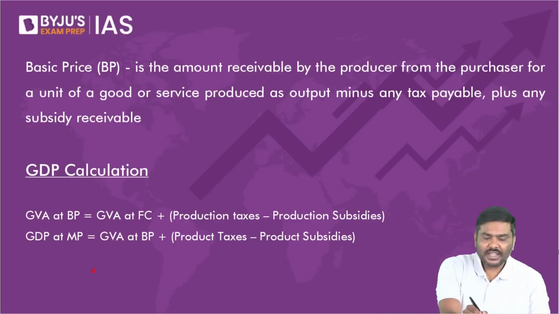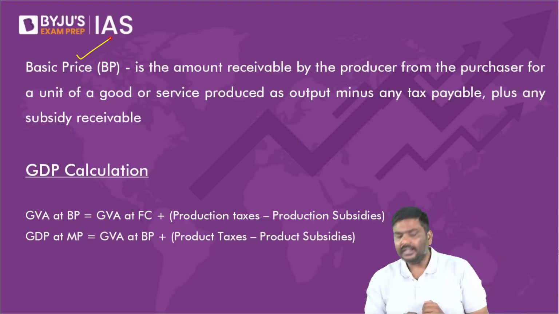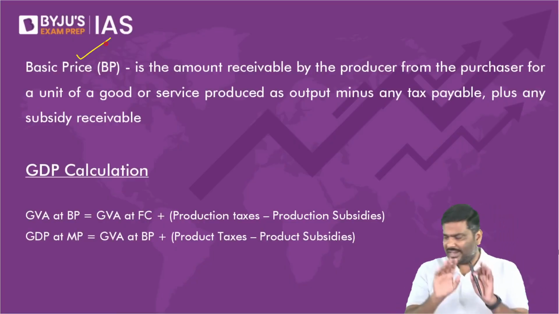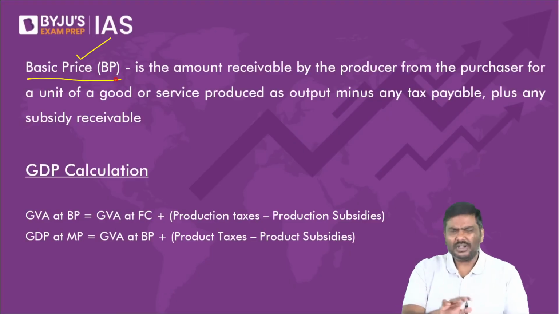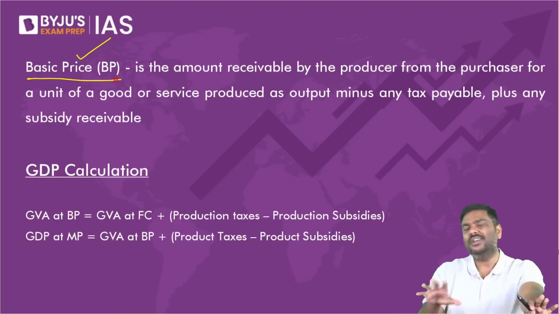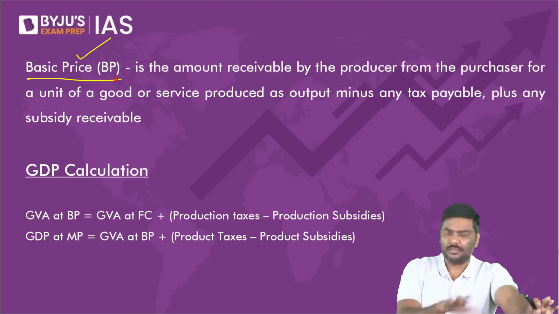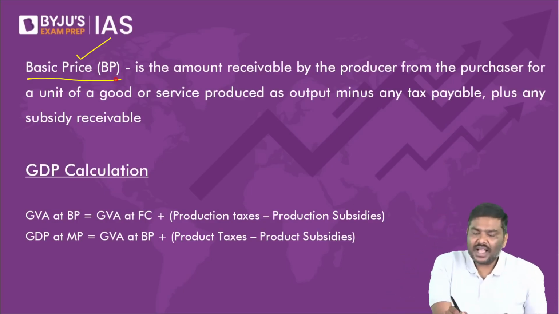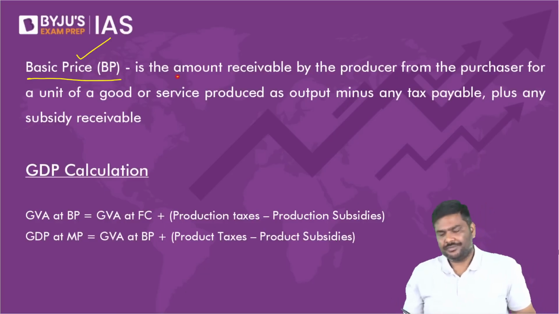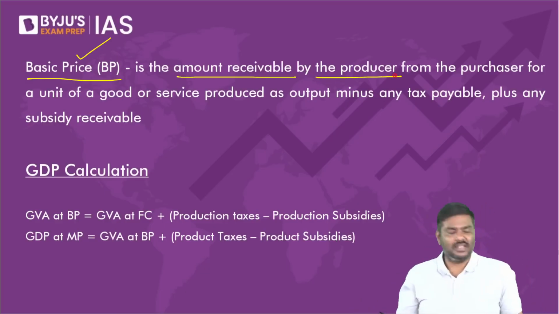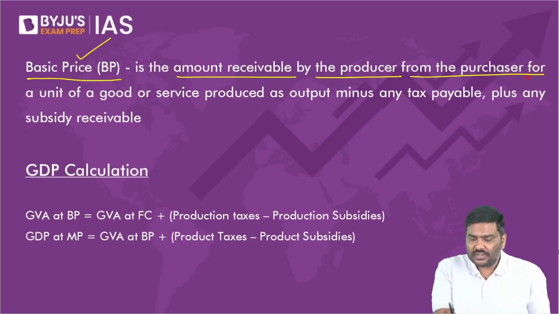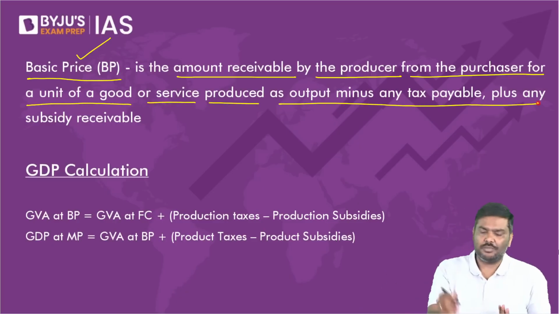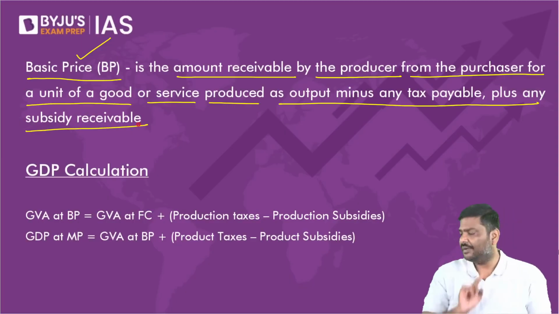Let's start. Next concept is basic price. Now, what is this basic price? Let me give you a definition. I'm sorry, none of the books have given any kind of definition related to this, but government documents say this is the basic price. Let me explain. The basic price means it is the amount receivable by the producer from the buyer in the market for a unit of good or a service produced as output, minus any tax payable plus any subsidy receivable. This is the definition given by the Government of India. Let me explain.